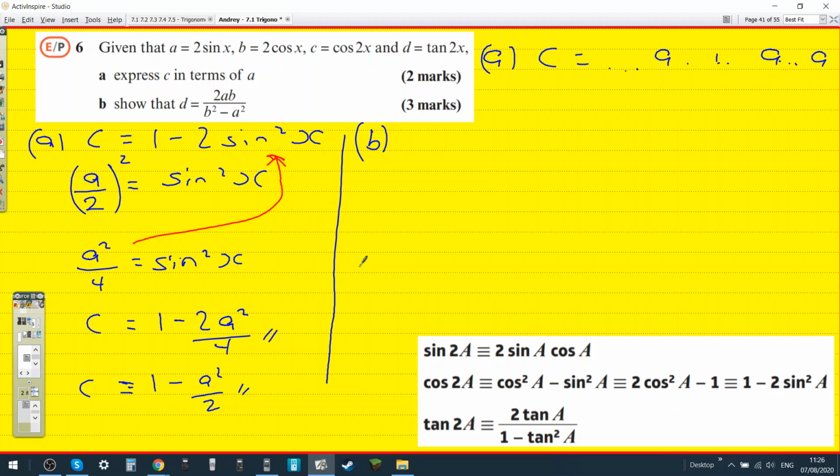Okay, so D is equal to tan 2x. Well, I should then do 2 times tan x over 1 minus tan squared x. Yep.